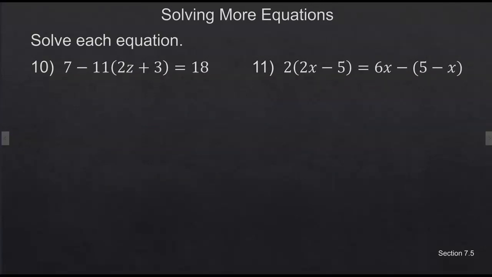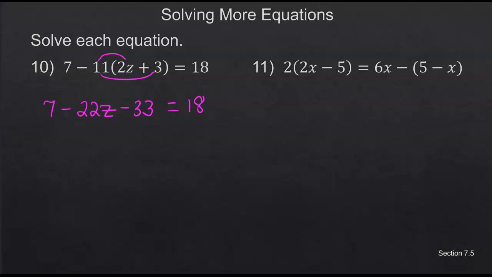Here are some more equations to solve. Now, notice on this first one it says 7 minus 11 times 2z plus 3 equals 18. You don't take 7 minus 11 to begin with because it's 7 minus 11 times the 2z plus 3. We keep the 7. We multiply through by negative 11, right, on both of these terms in the parentheses. Let's scoot that down just a little bit. So that's a negative 22z minus 33 equals 18.